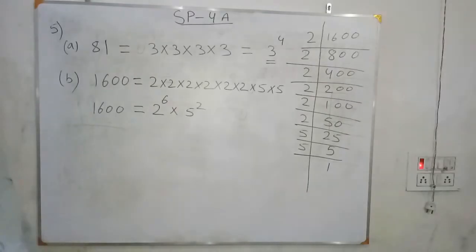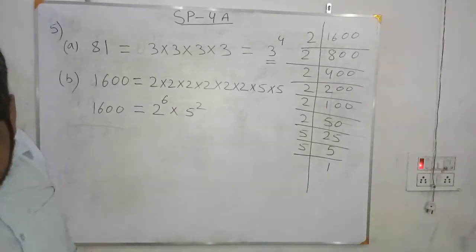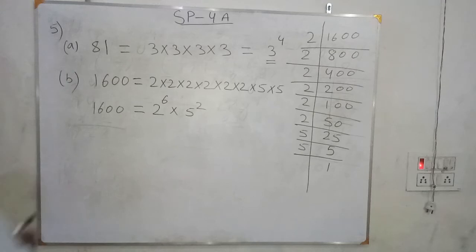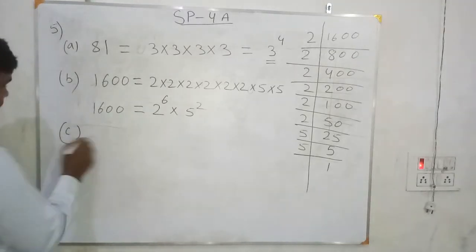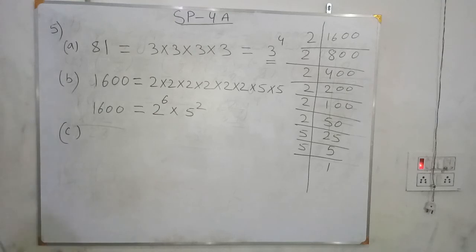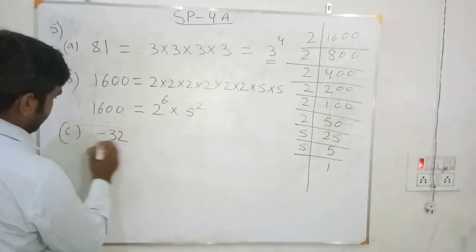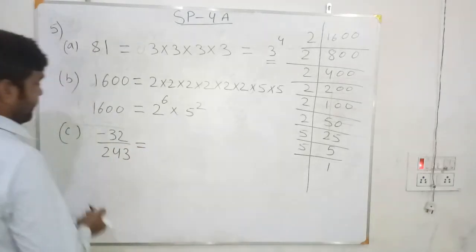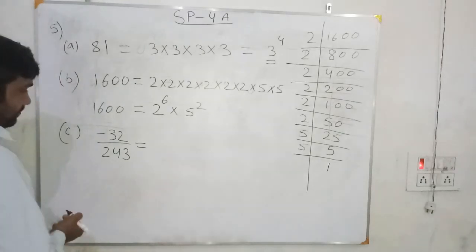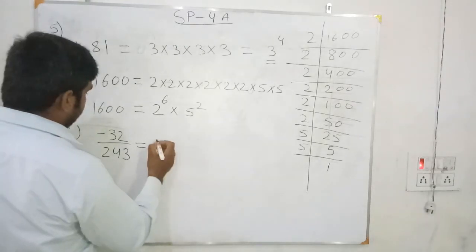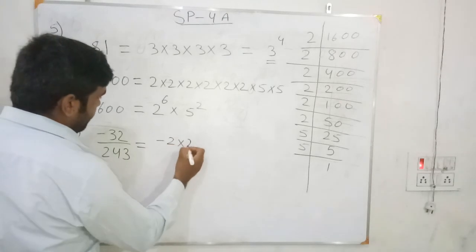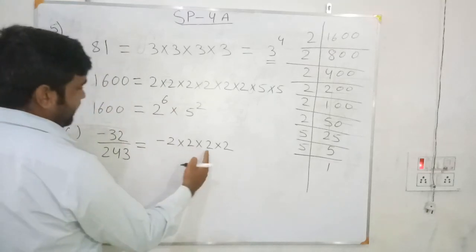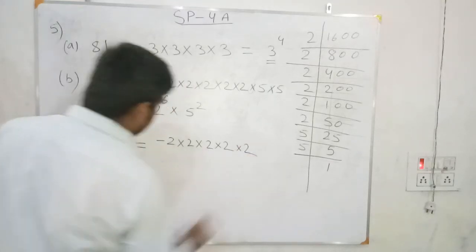Now the next question is 5C: minus 32 by 243, or minus 343 upon 1331. So for the next question, 5C is minus 32 upon 243. For minus 32, what will the prime factors be? We can write minus 2 into 2 into 2 into 2 into 2. How many times? 2 to 4, 4 to 8, 8 to 16, 16 to 32. 5 times. Okay.